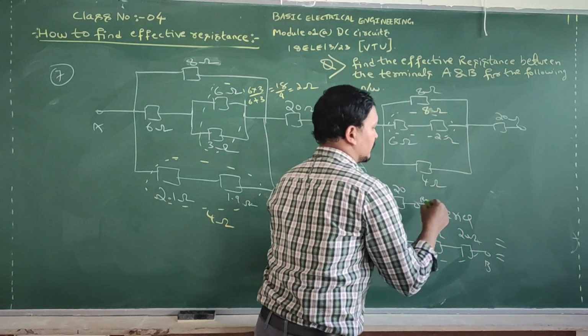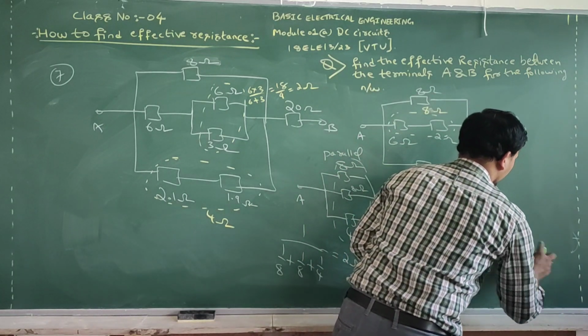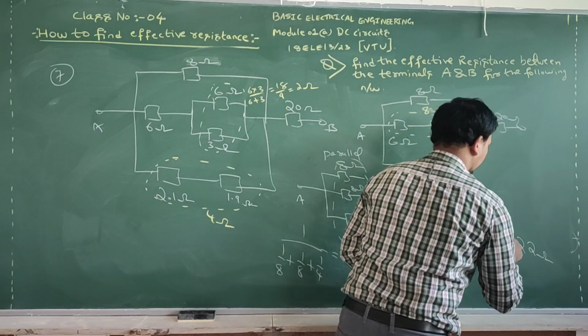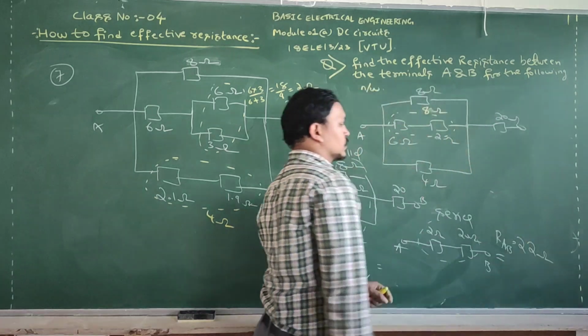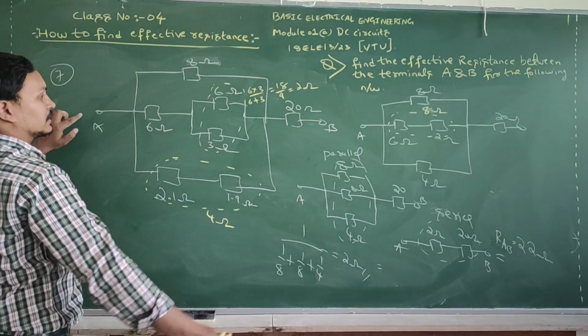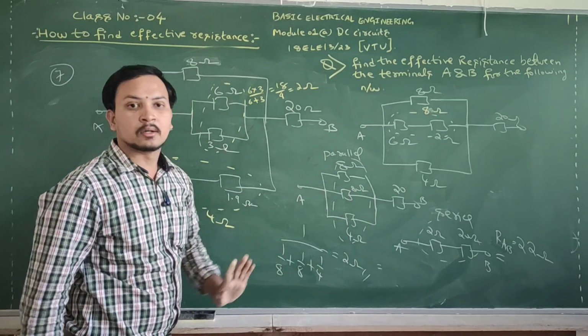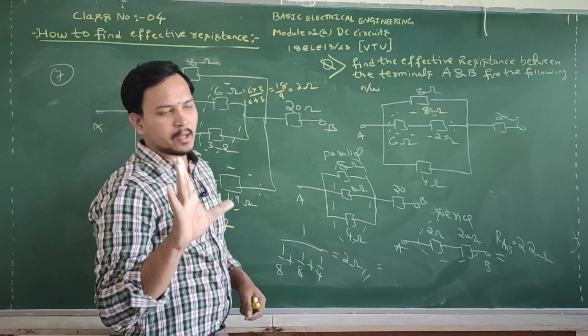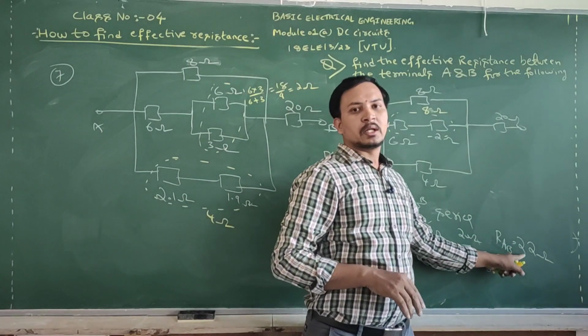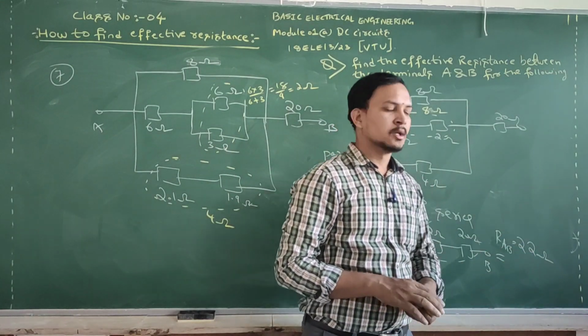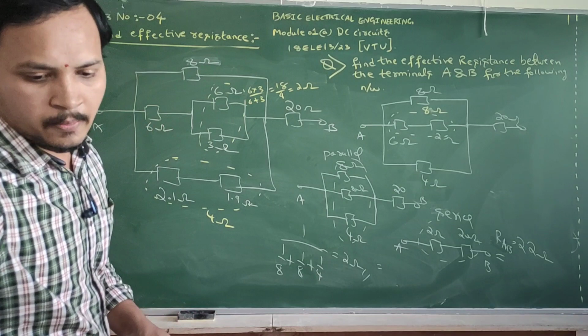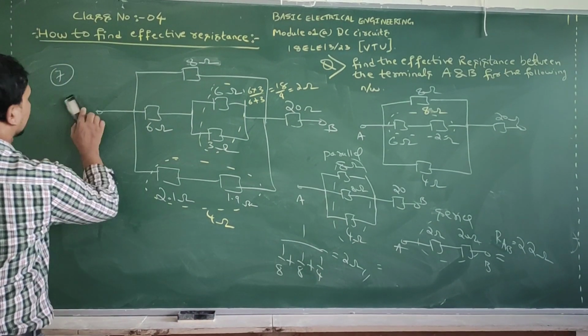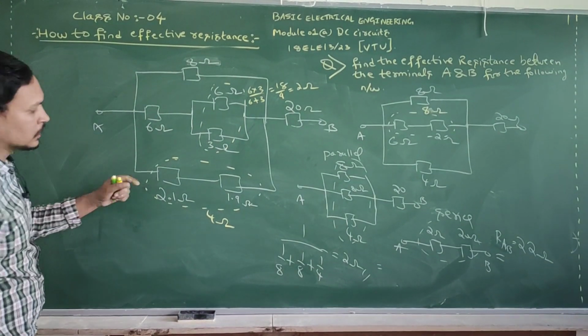So what is the answer? 20 plus 2 is 22 ohms. Okay. So the effective resistance between the terminals is 22 ohms. See, this big network has become one resistor. That is 22 ohms. Got it? Fine. So pause the video and then copy down.